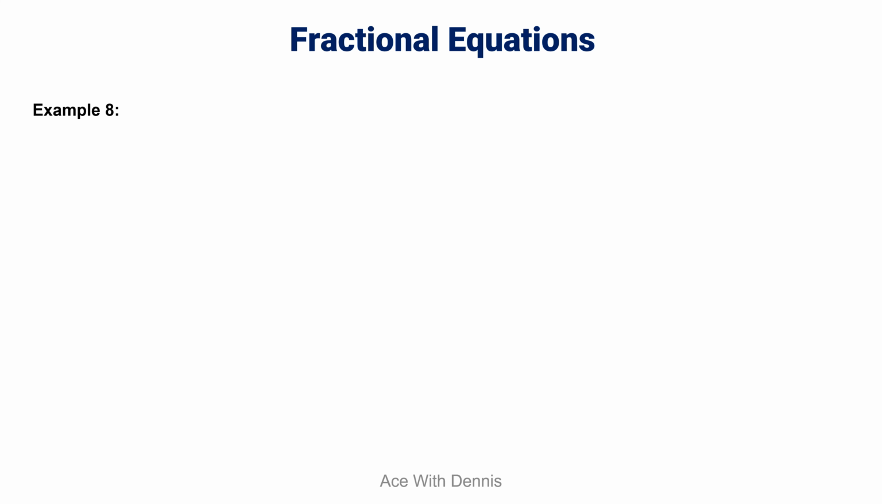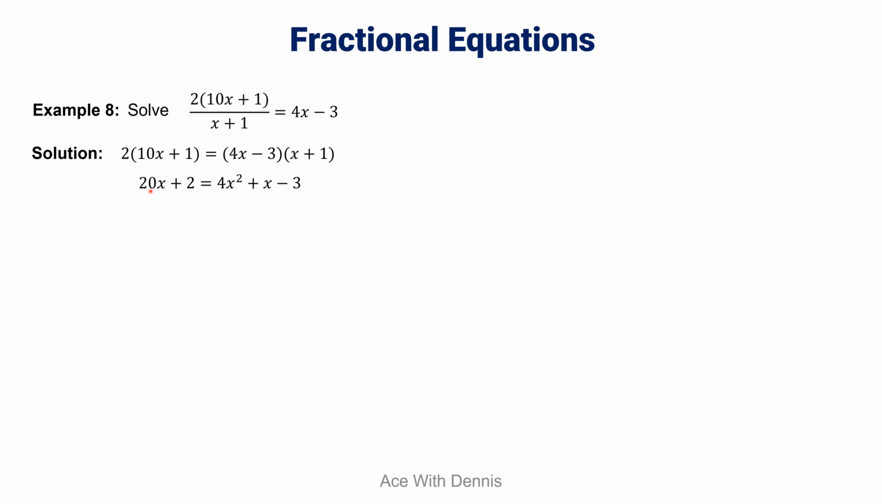Alright, now let's see example 8 here. Solve 2 bracket 10x plus 1 over x plus 1 equals 4x minus 3. So here's the solution. We can bring over x plus 1 to the right hand side here, and the left hand side we still have 2 times 10x plus 1. Okay, and the right hand side becomes 4x minus 3 times x plus 1. After that, what we do is we can expand the bracket.